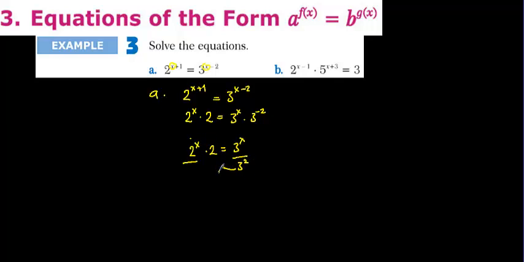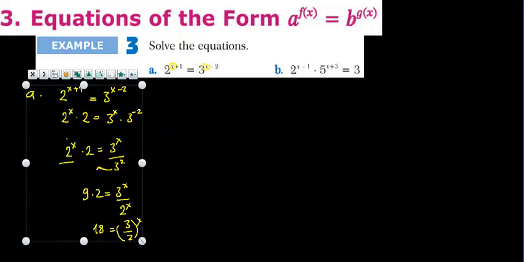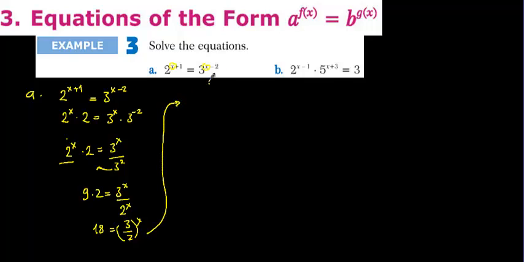This is division, so on this side when it comes it's going to be multiplication. So 9 times 2 is equal to 3 to the power of x over 2 to the power of x. And this is going to be equal to 18. 18 is equal to 3 over 2 to the power of x. Now there is only one power here, x. Let me write this one again: 3 over 2 to the power of x is going to be equal to 18, and when you send this x down, this expression becomes logarithmic, base 3 over 2 of 18.